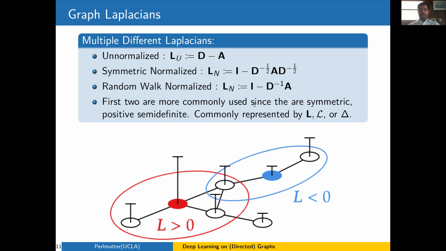And I'm mostly going to focus in this talk on the unnormalized and the symmetric normalized graph Laplacians. And the reason for this is that these are going to be symmetric matrices, and so analyzing their spectral properties is more straightforward. Although I will talk about asymmetric matrices in a bit as well.